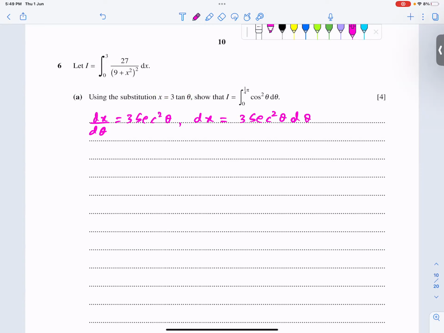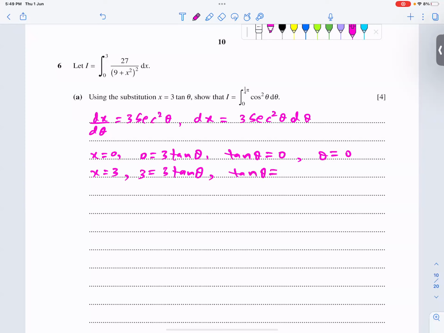Now the limits. The original lower limit is x equal to 0. Put this 0 in the substitution in place of x: 0 is equal to 3 tan theta, so tan theta is 0. Just divide by 3 on the other side, and when tan theta is 0, take the inverse to get theta equal to 0. Now put the upper limit, that is 3: 3 is equal to 3 tan theta, which gives tan theta equal to 1. If you take the inverse, you get theta equal to pi by 4.